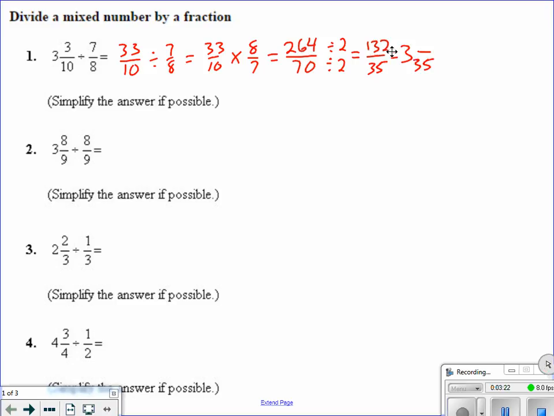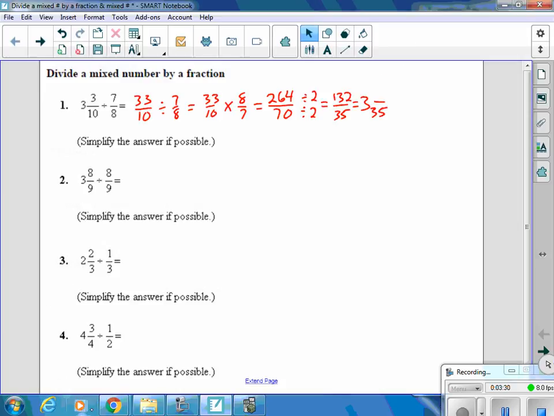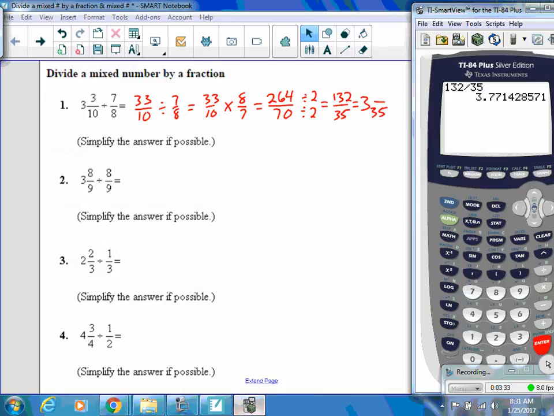Okay? Now I'm going to do what I did when I first changed my mixed number to an improper fraction. So what I'm going to do is I'm going to take 35 times 3, and I get 105.